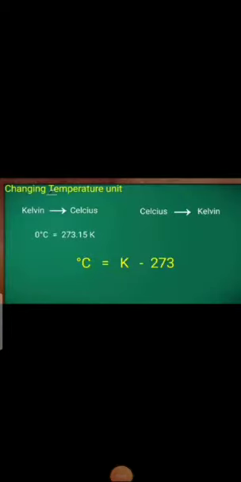Good morning, students. Today we are studying the conversion of Kelvin into Celsius and Celsius into Kelvin. Now we know that 0 degree centigrade is equal to 273.15 Kelvin, but approximately we are taking it as 273 Kelvin. Now degree centigrade is equal to Kelvin minus 273. We will understand this more clearly by taking two examples.